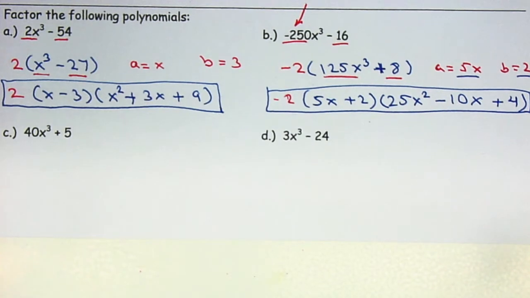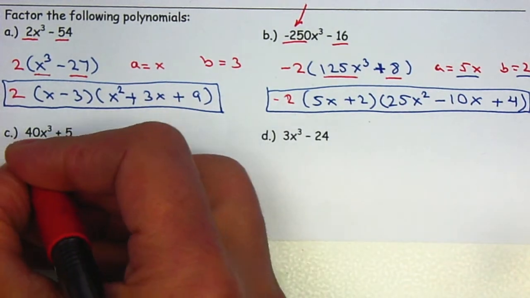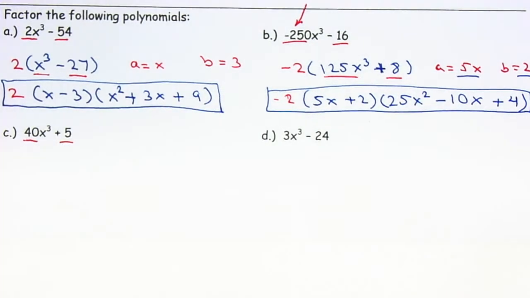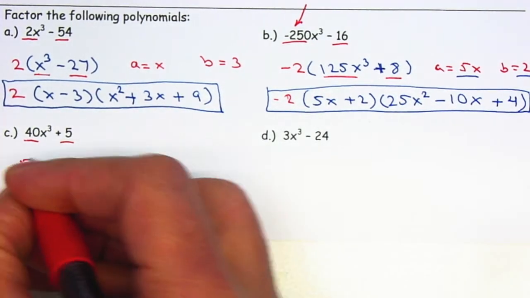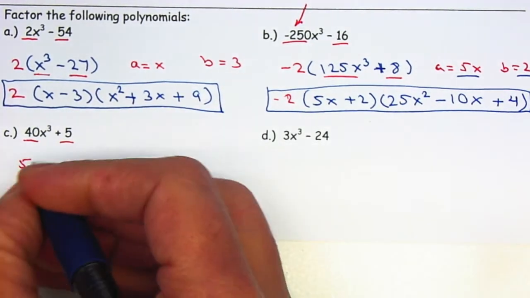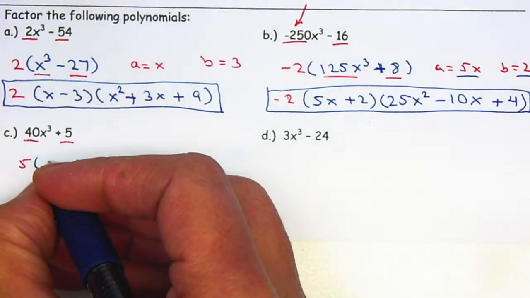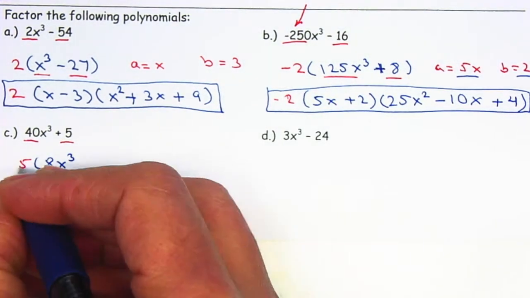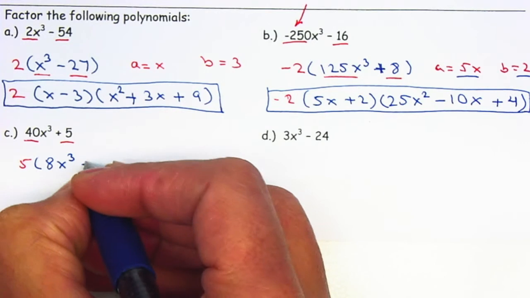Great. So for letter C, I want to take out the common factor. So what number divides 40 and 5? 5. What do I need to multiply 5 by to get 40x cubed? 8x cubed. 5 times what is positive 5? Positive 1.